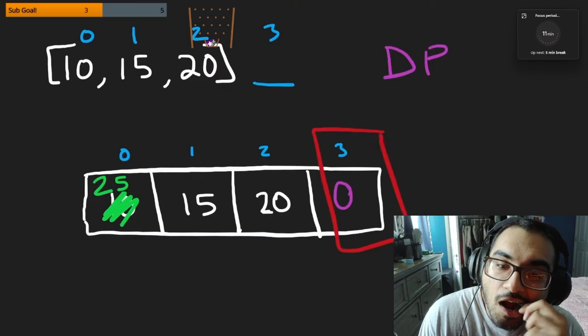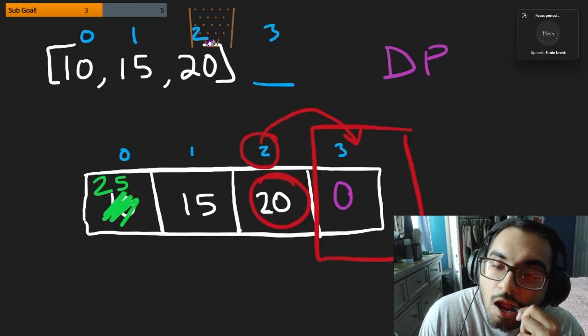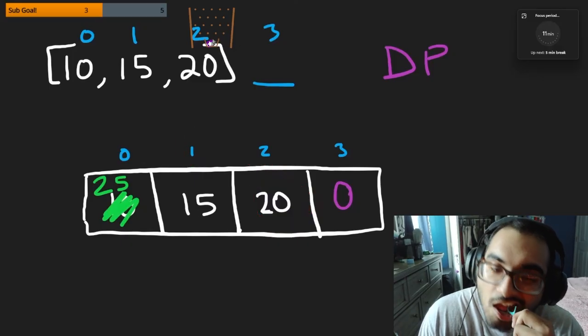So now in this array, every single index represents the entire cost it would take from this index to reach the end of the array, or the top of the staircase. From 2, it would be 20. From index 1, it would be 15. And from index 0, it would be 25.